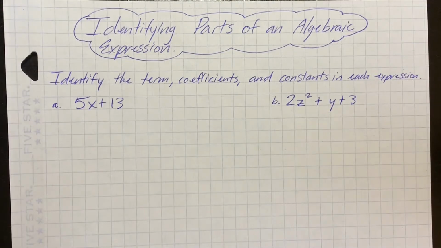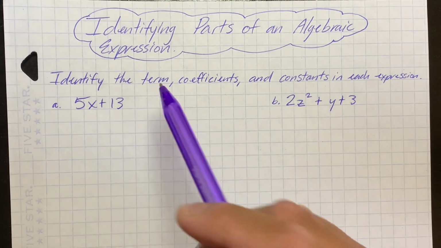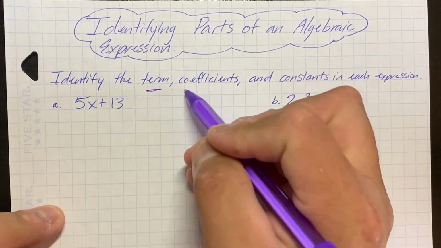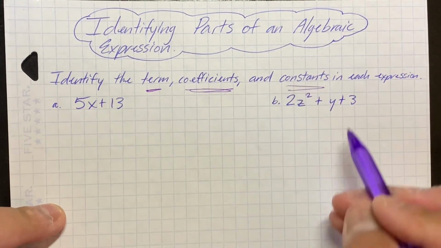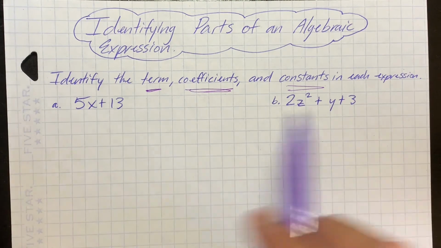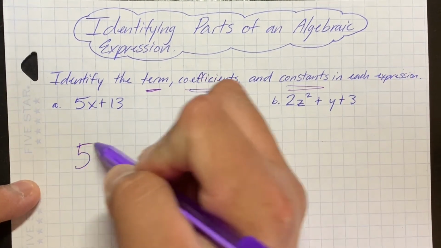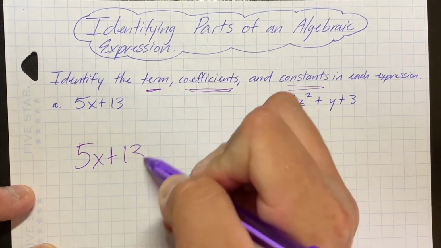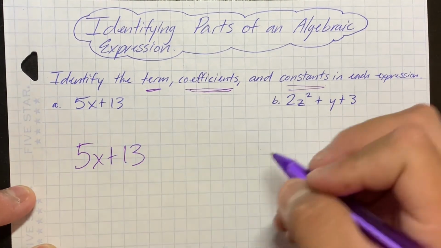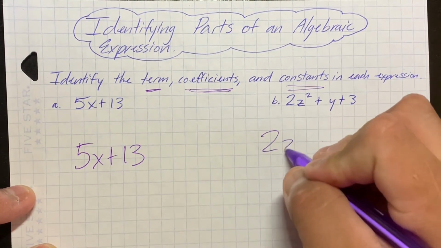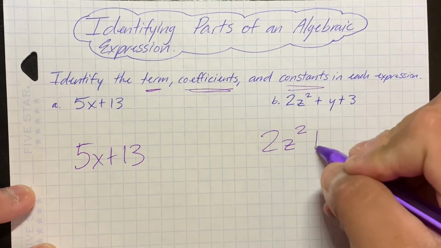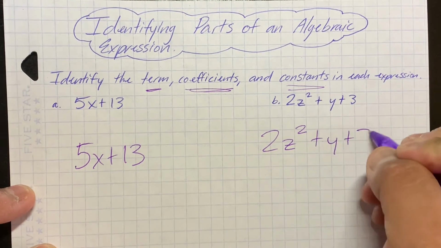All right, so for the first examples, all we're going to do is identify the parts of an algebraic expression. So identify the term, the coefficients, and the constants in each expression. So we have 2 expressions here. The first expression, you have 5x plus 13. The second expression, you have 2z squared plus y plus 3.